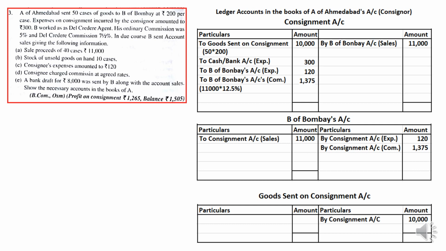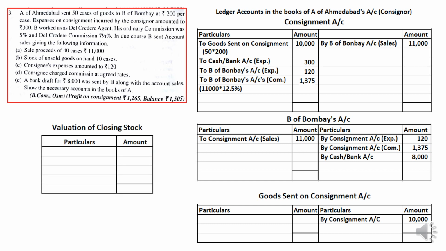Once this is done, what is the leftover? Advance received from consignee. It will be credited in the consignee account by cash and or bank 8,000. Advance will not be debited to consignment account, please bear in mind. Once it is done, what we have to do?